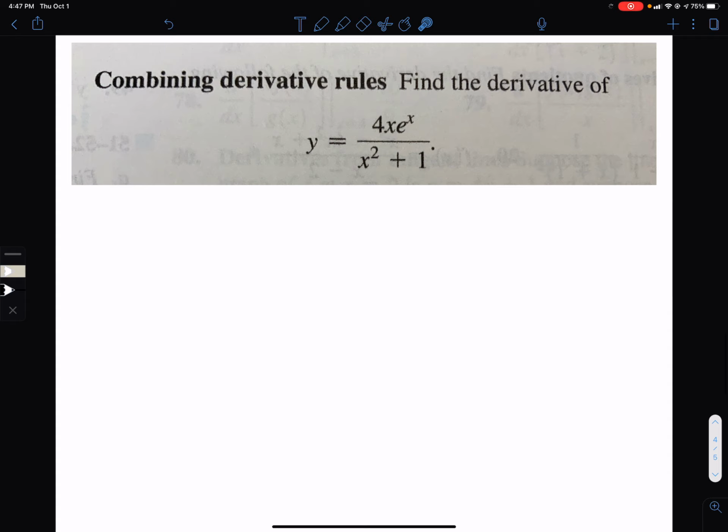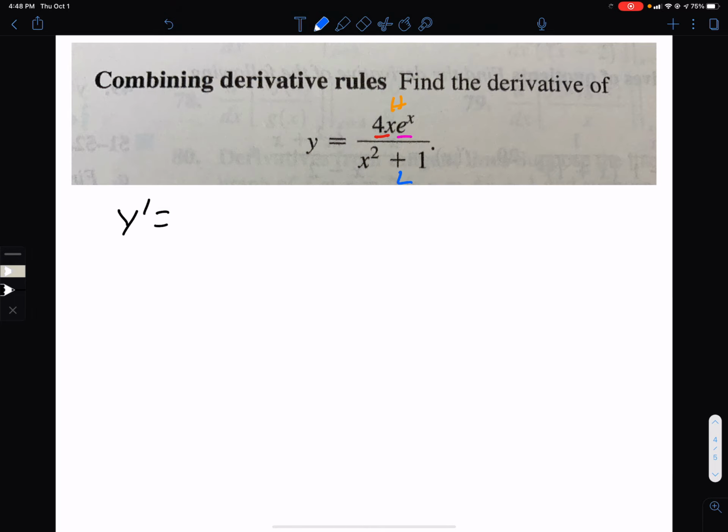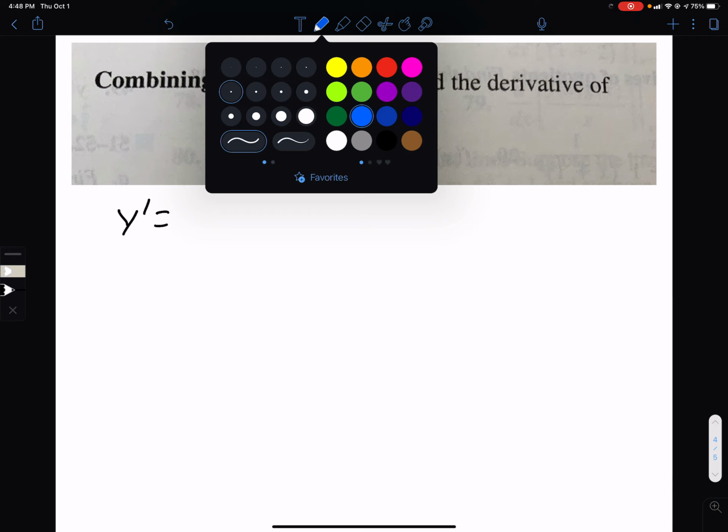Here is the crazy one. So, there are so many things going on, and you might be confused what to do. There's a 4x times e to the x. That's a product rule. Then, you also have a high function, and you have a low function. Do you do the product rule first, or do you do the quotient rule first? What do you do? Well, part of it is understanding rules of algebra.